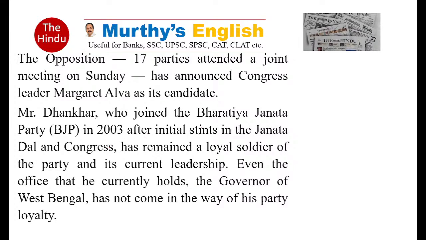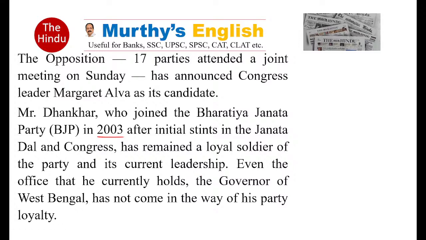Mr. Dhankar, who joined the Bharatiya Janata Party, BJP, in 2003, after initial stints in the Janata Dal and Congress, has remained a loyal soldier of the party and its current leadership. As I said, it's all about three, four sentences about Mr. Dhankar. Initially he was with Janata Dal and Congress, and in 2003 he joined BJP. Ever since, he has remained a loyal soldier of the party and its current leadership.